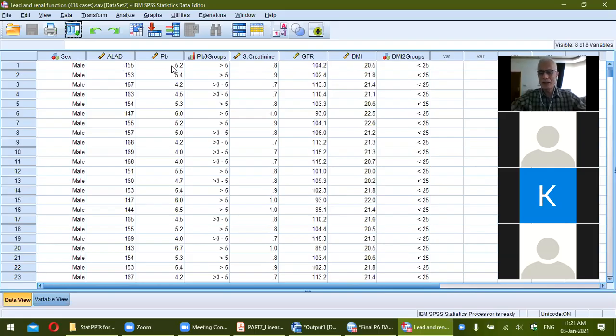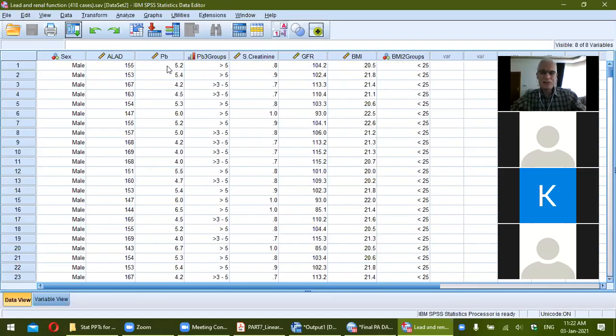So if I am analyzing this data, I will start by describing the data. I'll describe my sample by frequency of male and female, by, for example, mean and standard deviation and range for lead. Maybe I even show the grouping. We have two groups here. I even show serum creatinine level, mean and standard deviation, range for GFR or BMI. So I describe the data, then I start to analyze the data.